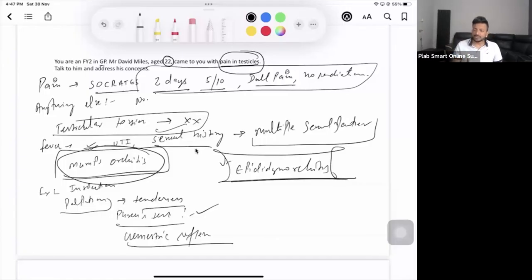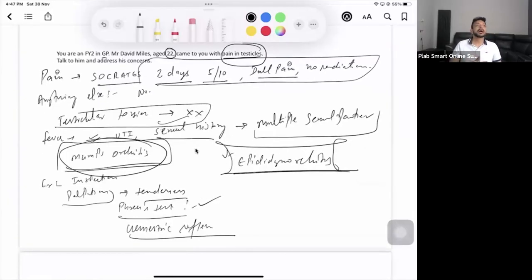So what's the treatment for mumps orchitis? To be honest, there's nothing you have to do. It's going to subside on its own. Tell the patient to take rest. Tell the patient to take painkillers maybe. And that's it. It's going to subside on its own because it's a viral illness. You're not supposed to give anything else to this patient, right? Supportive underwear they can wear. That would be quite helpful. That's it.